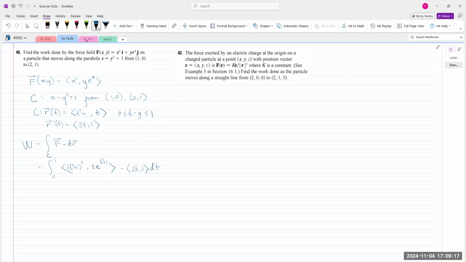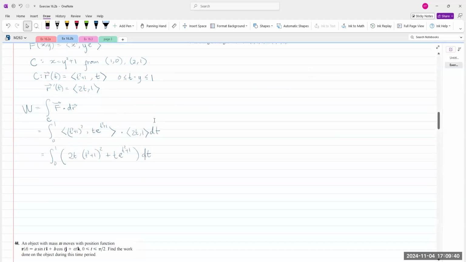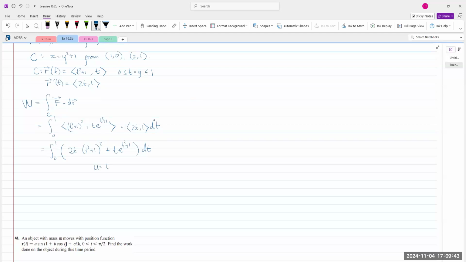Then multiply that in. This is the integral from 0 to 1 of 2t times (t squared plus 1) squared plus t e to the t squared plus 1 dt. Let's do some substitution. So u equals t squared plus 1, du will be 2t dt. So this will be integral, oh, u at 0 is 1, u at 1 is 2. So this is from 1 to 2.